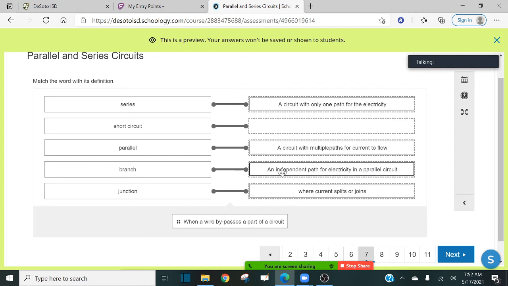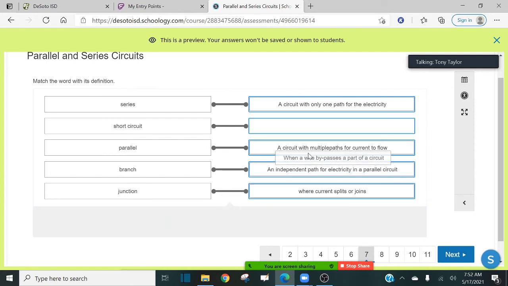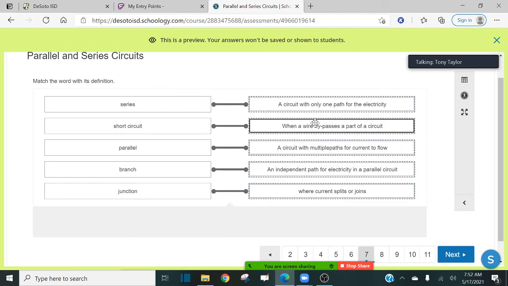Okay. Now I haven't talked about short circuits yet. We typically talk about short circuits in my AP class in more detail whenever we get into the mathematics of series and parallel circuits. But for now, I'm just going to say a short circuit is when a wire bypasses a part of a circuit.